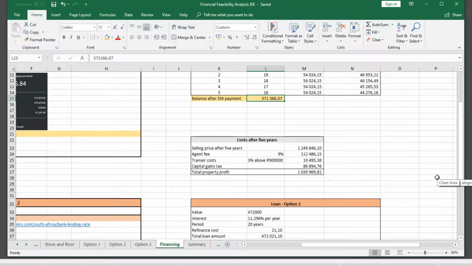After the 5 years, the property will need to be sold. Here, the selling price is given, as well as the agent fee, transfer costs, and capital gains tax.